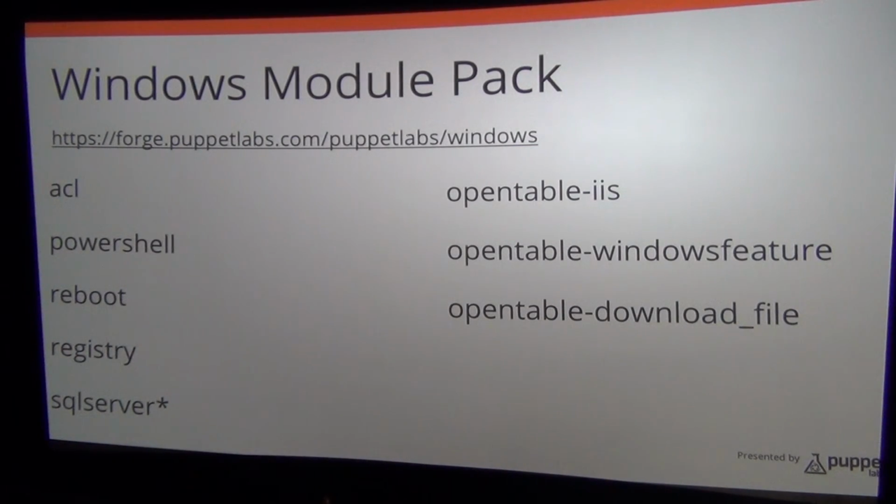So things like the ACL module, which allows you to manage Windows security descriptors in all of their gory detail, right? So you have owners and groups and propagation and inheritance and access control entries and all kinds of fun stuff. There's a PowerShell module, which is really convenient for running PowerShell code. You can literally drop PowerShell code into a module that uses the PowerShell provider, and you can execute PowerShell through Puppet.